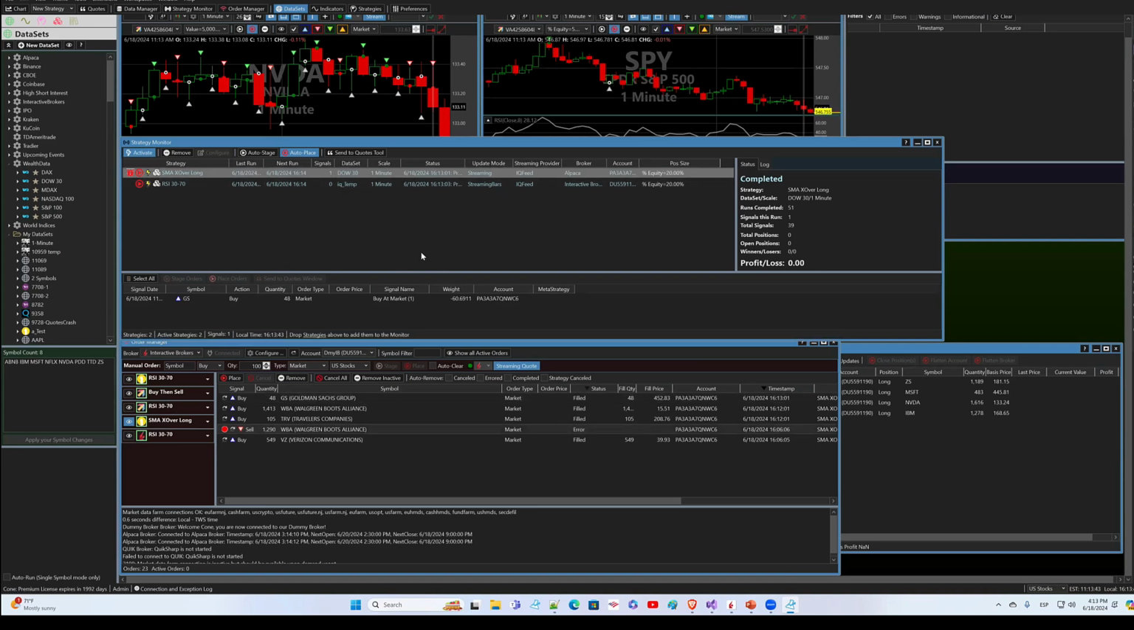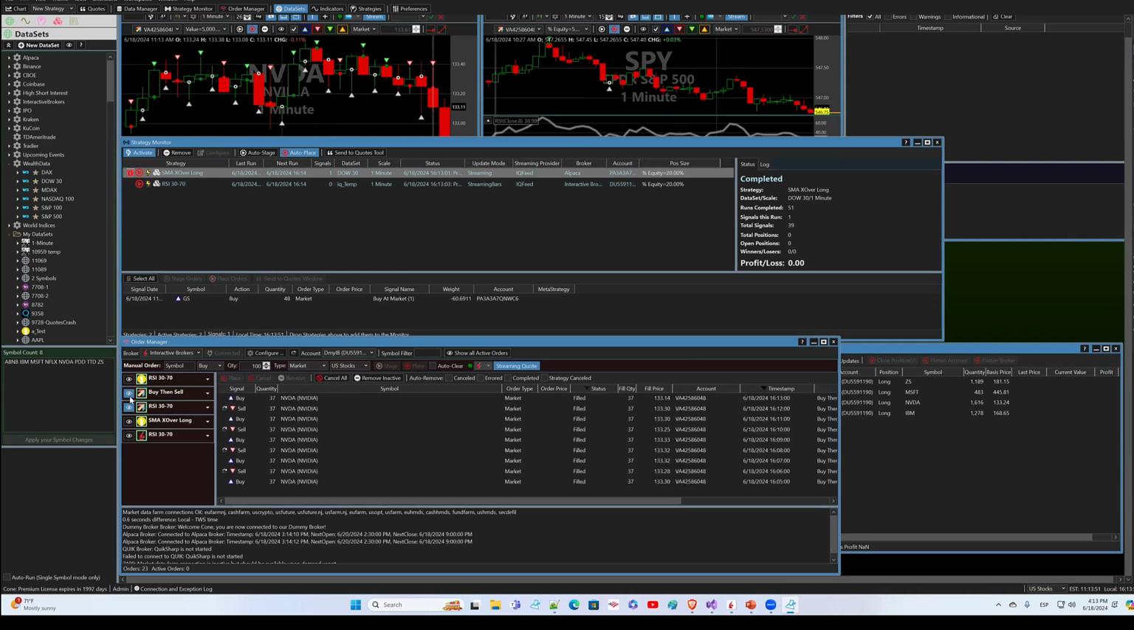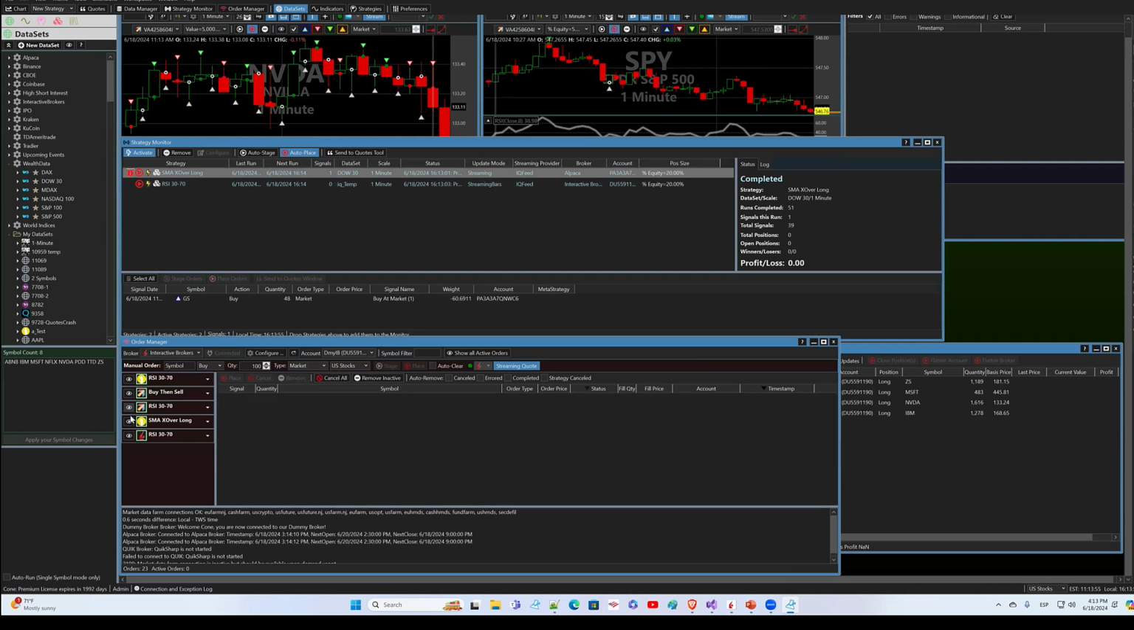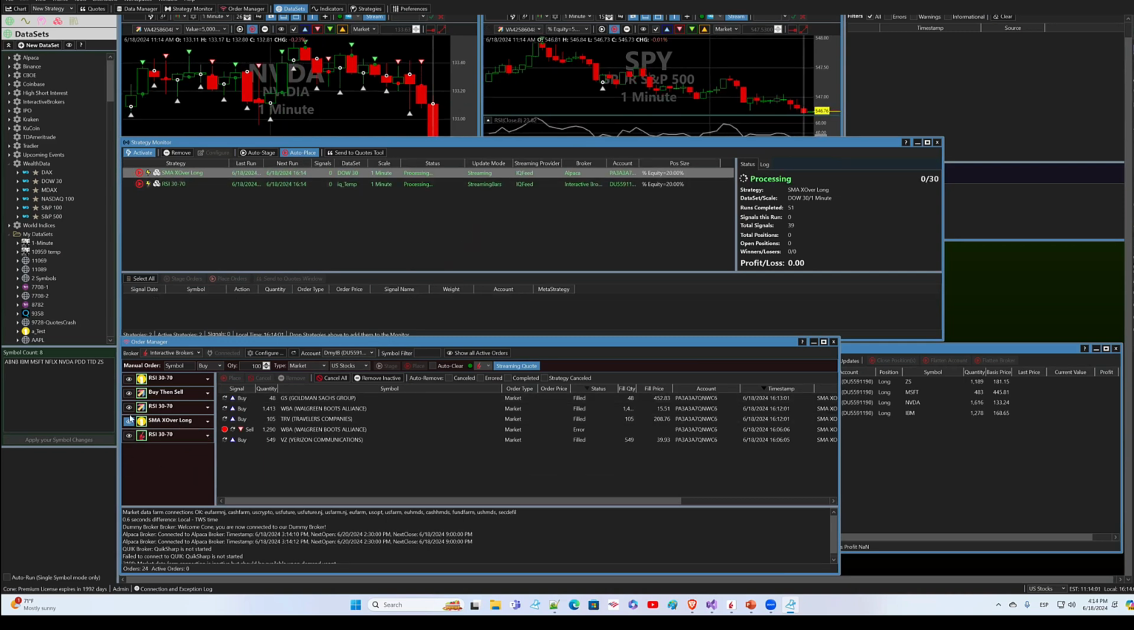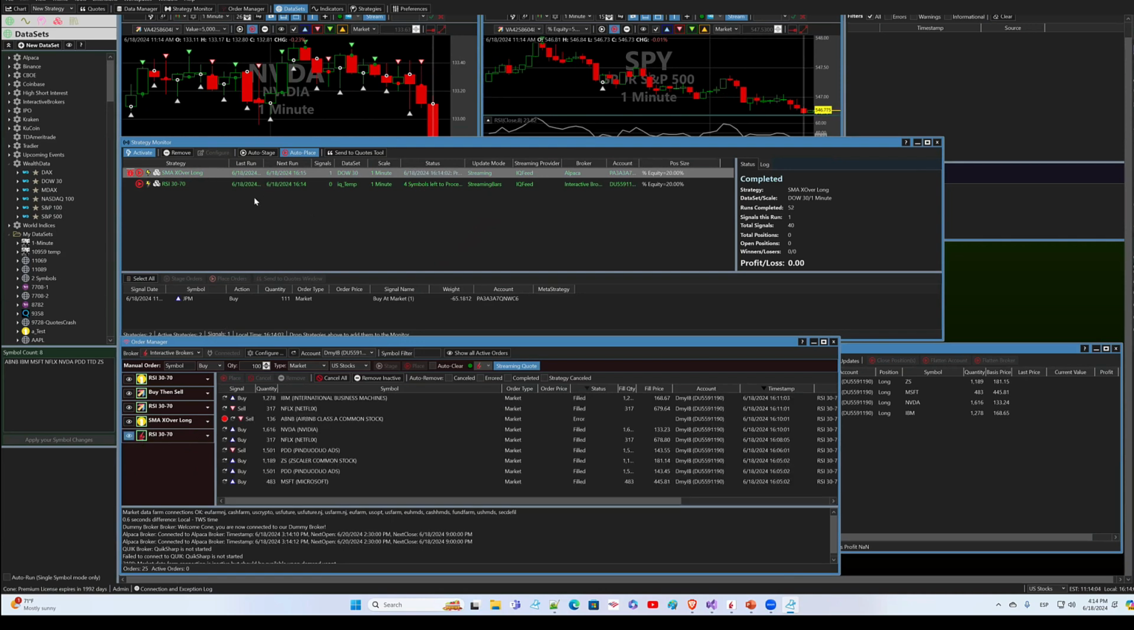So you can see there's a lot going on here. We've got strategies placing orders every other bar, which you can see on this order block. This one's trading the Dow 30, and this one's trading the other 8 symbols on this fast RSI strategy. And I did all that while I was talking.